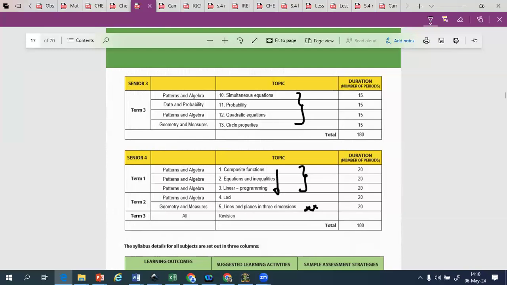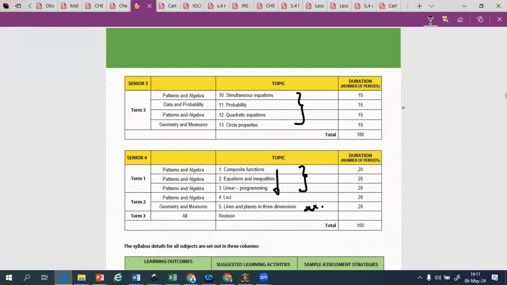Because mock examinations will not spare you that you have not covered the given topic, but they will always assume you have completed the syllabus. So to be much safer, we are going to start with lines and planes in 3 dimensions. And then for those who have not yet covered linear programming and maybe loci, your teachers will help you to cover them. But we are going to start with the last topic, which is lines and planes in 3 dimensions.